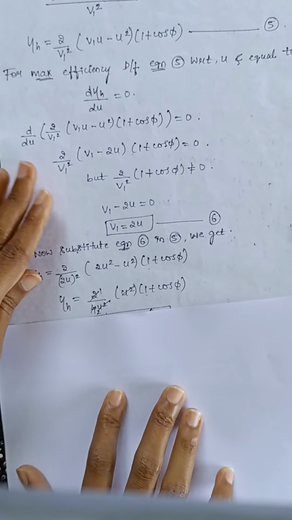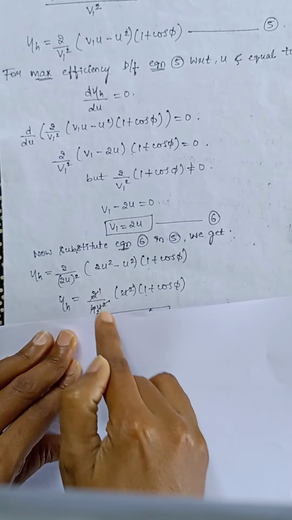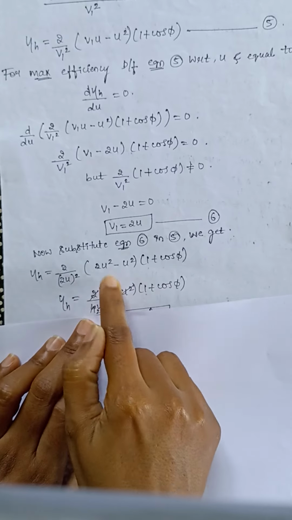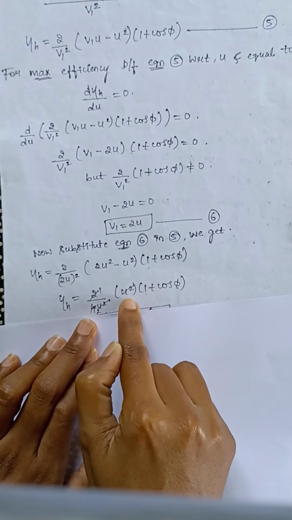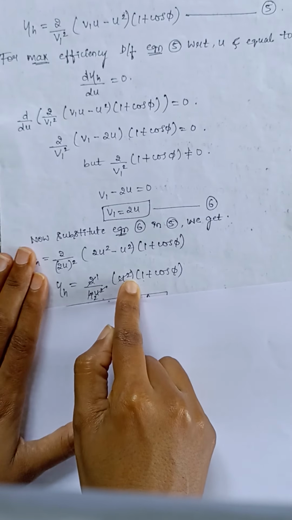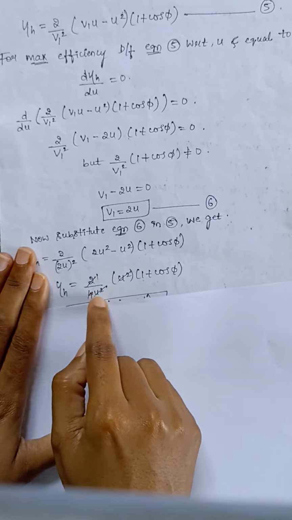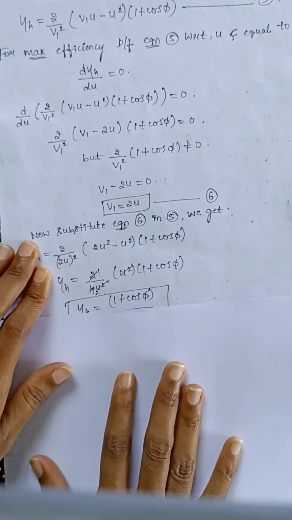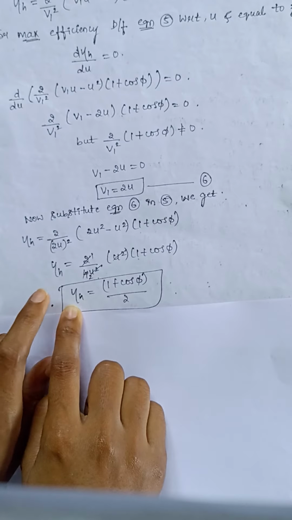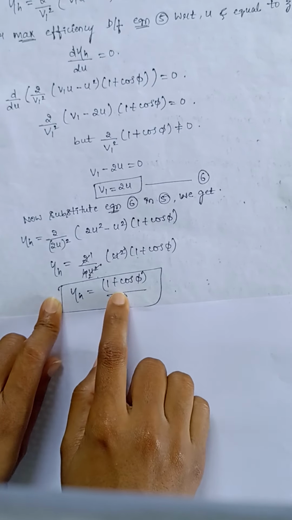Then let us start simplifying this. On simplifying, we get 2 divided by 2 square, which gives you 4, U square you will get here, then into 2U square minus U square, which gives you U square, into 1 plus cos phi. So here U square will get cancelled, 2 will get cancelled with 4, and the remaining is 1 by 2 into (1 plus cos phi). So therefore, we get the maximum efficiency as (1 plus cos phi) divided by 2. Hence it is proved.